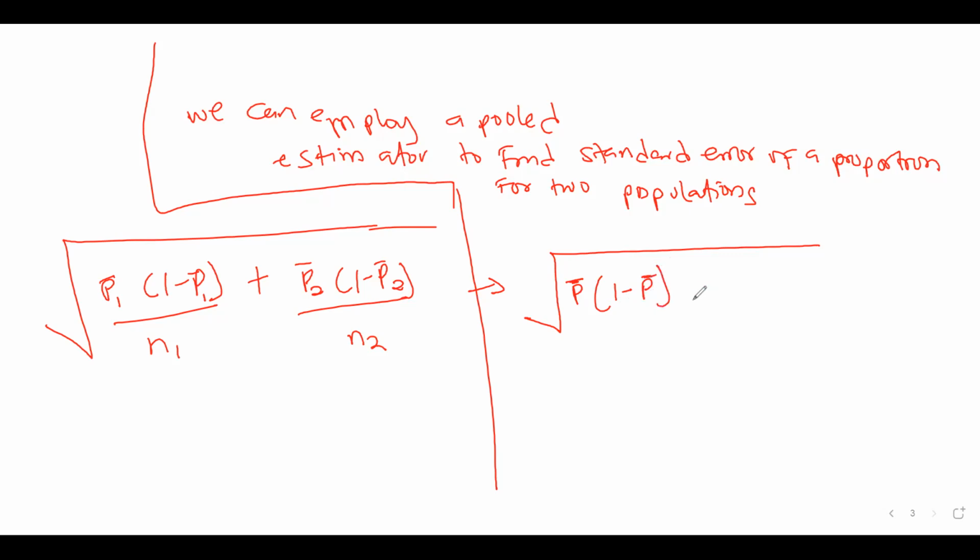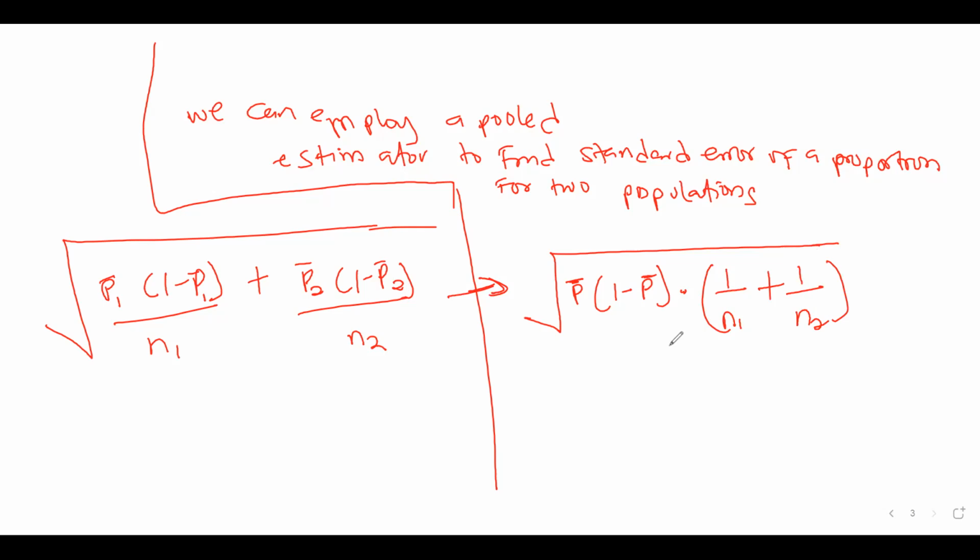It's called pooled sample proportion because, as you can see, there's nothing like P1 or P2, it's just P, all right? So multiplied by 1 over N1 plus 1 over N2, okay? So this formula here, the one on the left, is the same as the one on the right.